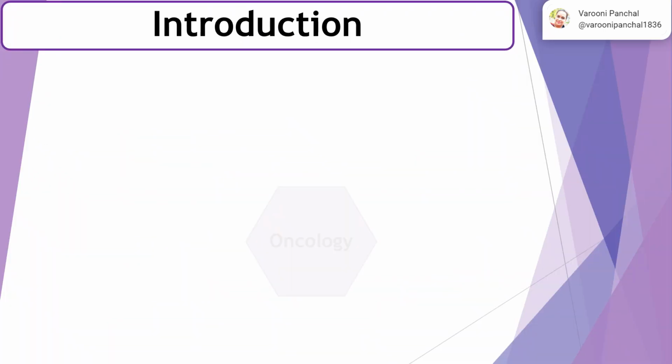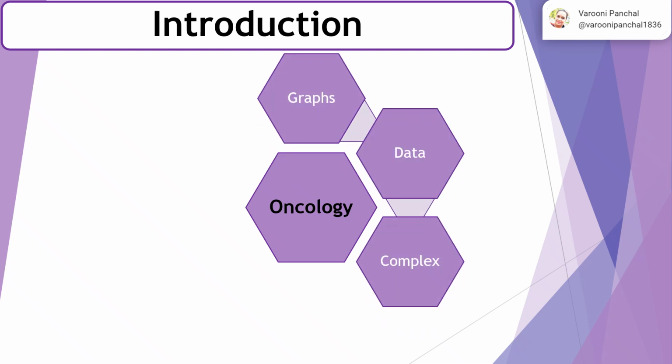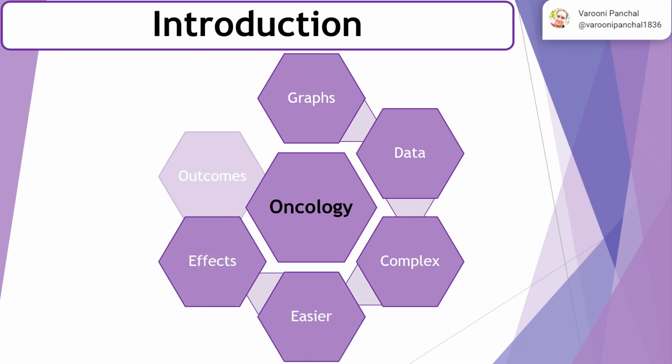Introduction. In oncology clinical trials, a variety of graphs are used to present data in a clear and interpretable manner. These graphs help to visualize complex datasets, making it easier to understand treatment effects, patient outcomes, and other important aspects of the study.